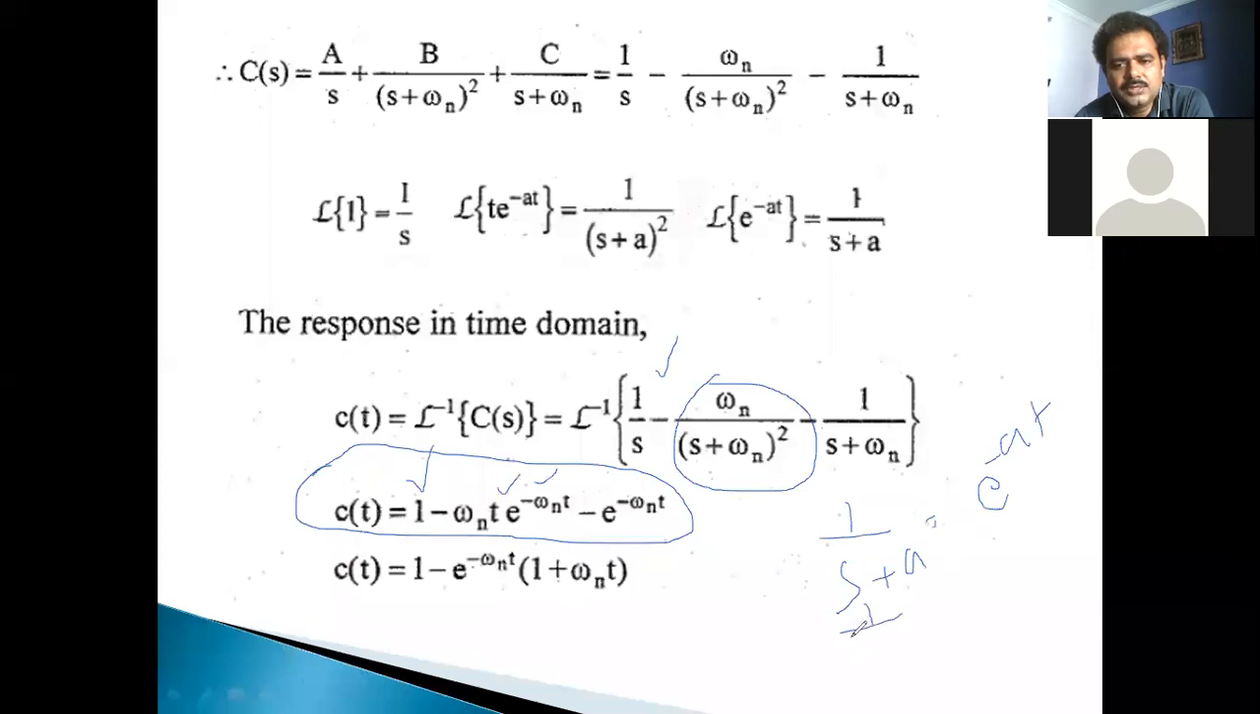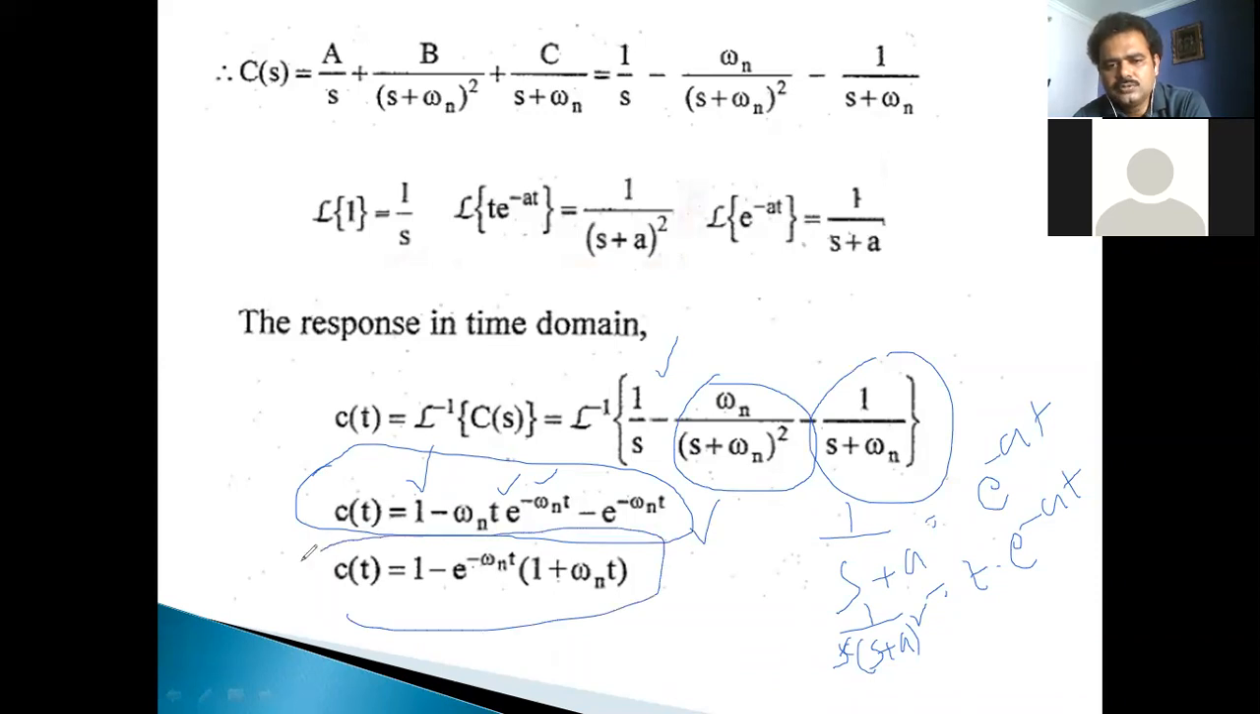For 1 by (s plus a) whole square, the inverse Laplace is t into e to the power of minus at. Same thing what I have substituted here: t into e to the power of minus at is the inverse Laplace of this function. And again, this is the inverse Laplace for that.